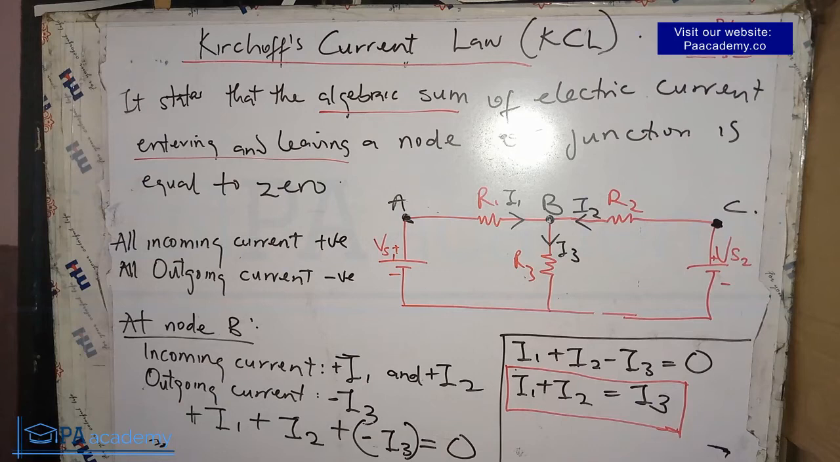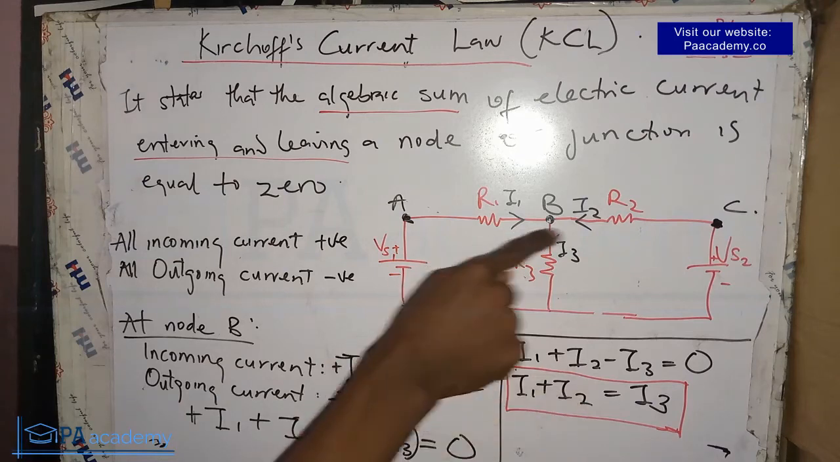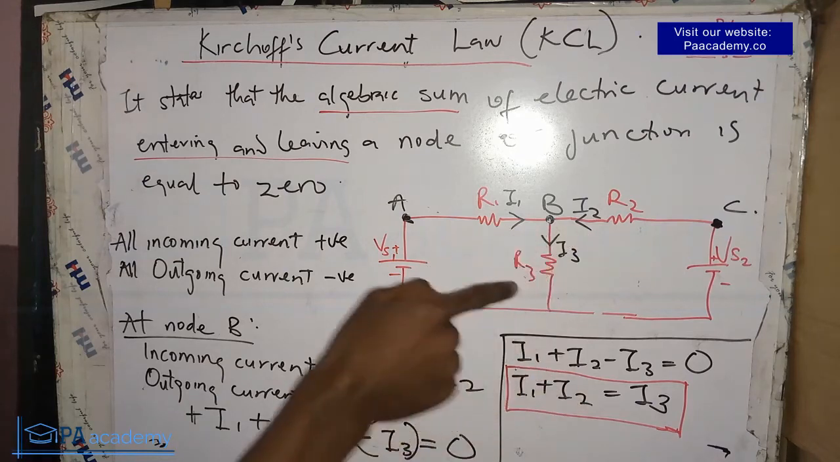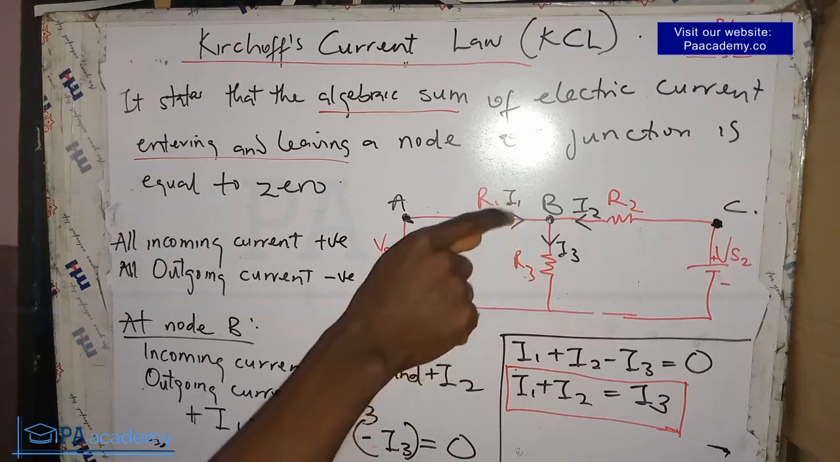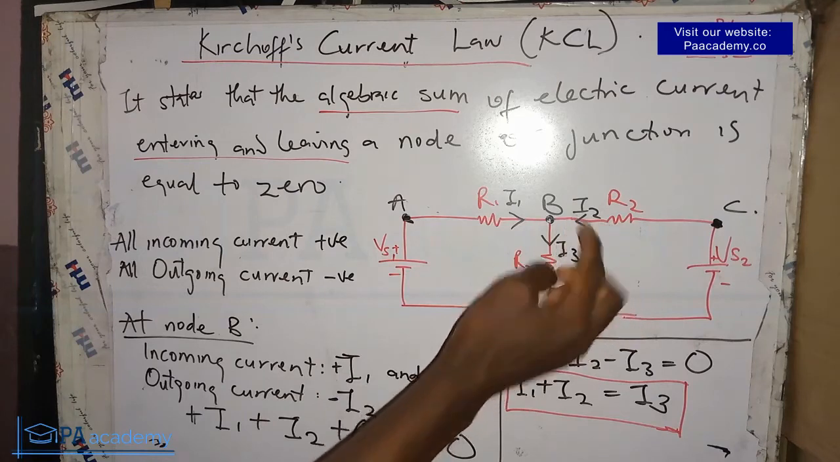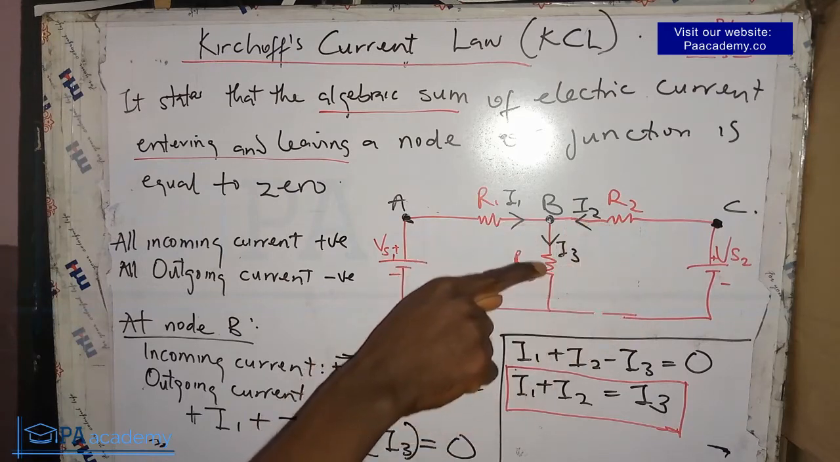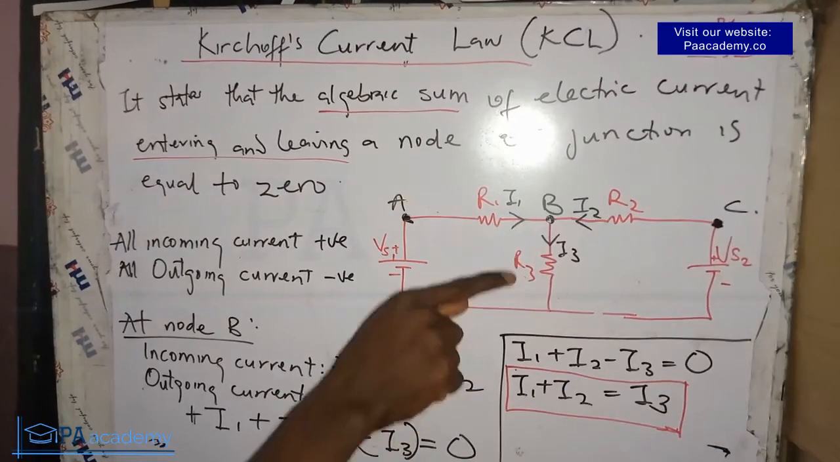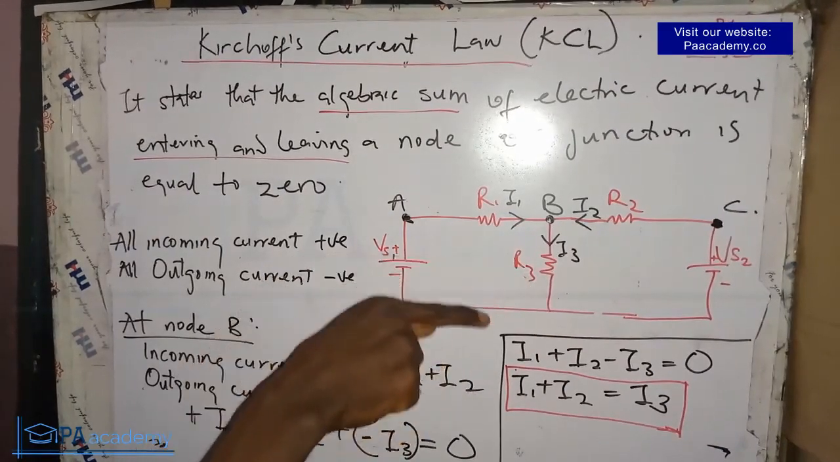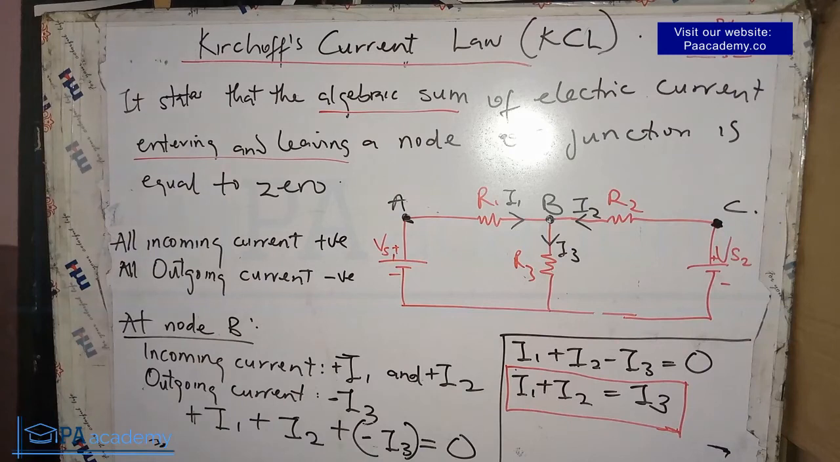That means I1 and I2, which are the incoming currents, are equal to the current that is leaving that particular node B. The current I1 is entering node B, I2 is entering node B, but I3 is leaving node B. That means I1 plus I2, the combination of the incoming current, is equal to the total outgoing current. So that's it on Kirchhoff current law, and it also follows the conservation of current. That is, the current that is entering is also the one that is going to be leaving.